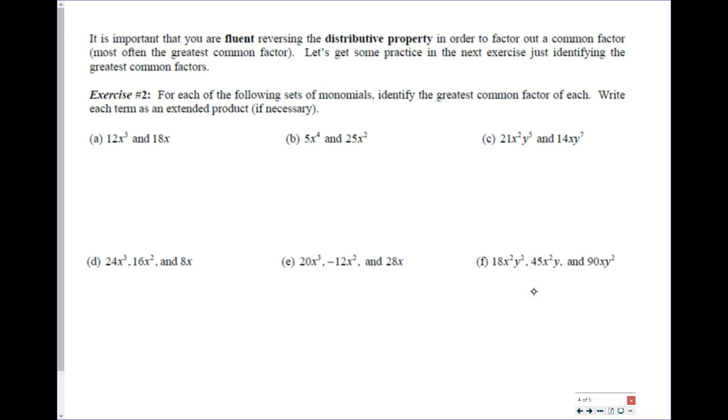So the way that I did it in the other one is listing out these factors, like 2 times 3 times x times x times x, and then here we've got 2 times 3 times 3 times x, right? And then circle what's the same.